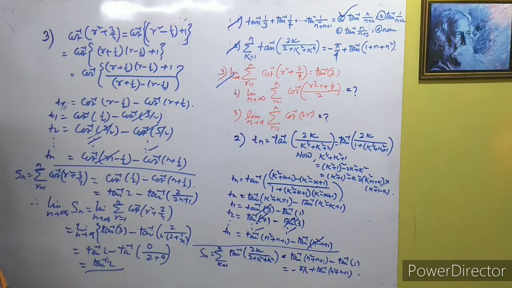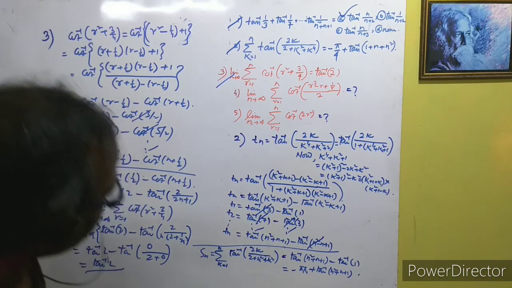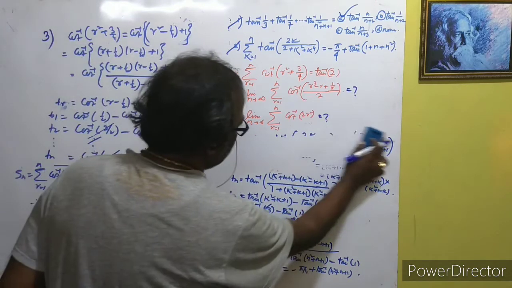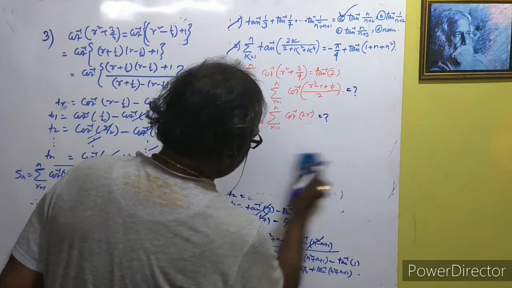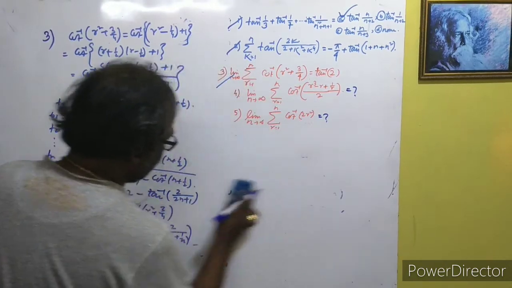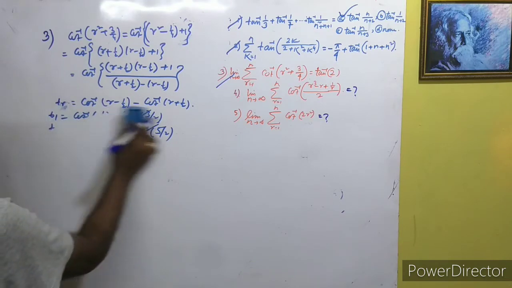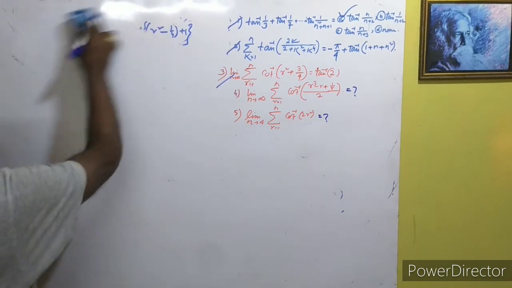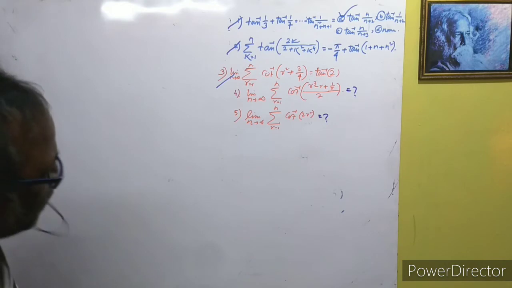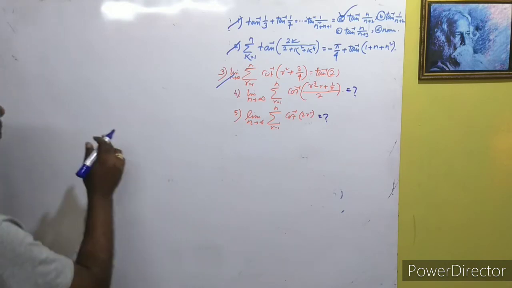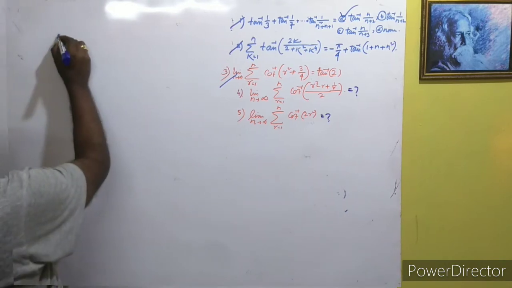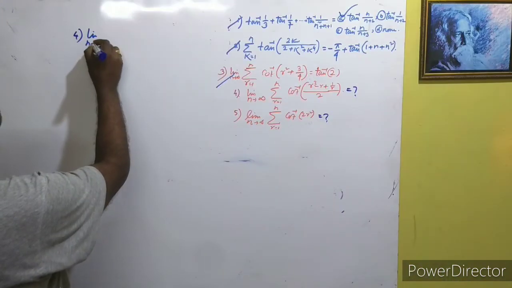Okay, now for the question number 4, limit n tends to infinity.